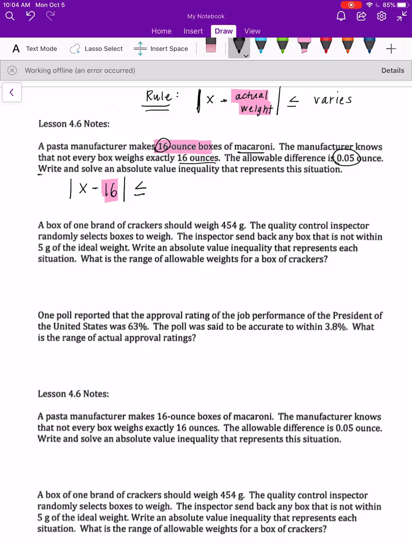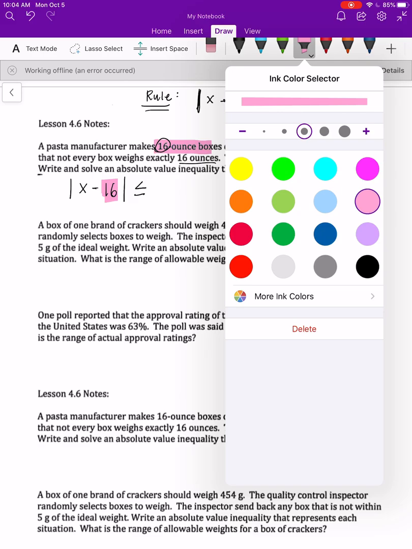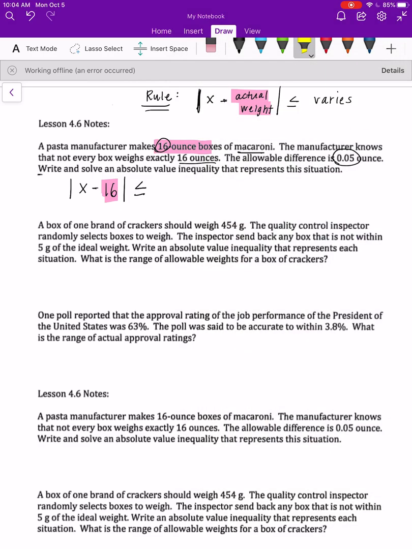This is the rule, always. And then we go with what it varies by. And let's put that in yellow. We haven't used yellow lately. It's 0.05 is what it varies. So the varies is 0.05, 5/100ths. And so that's what it varies by. And that's what you do, you plug it in every single time.